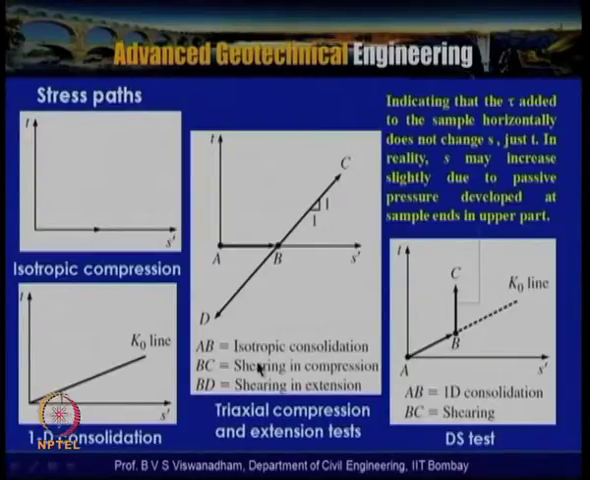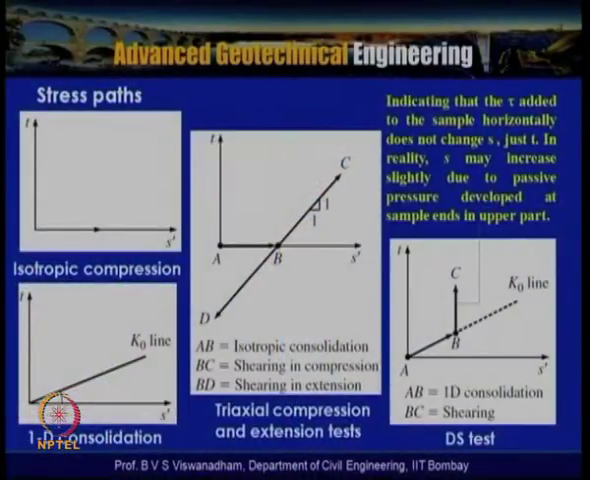But let us say for a direct shear test, when you draw it, initially this AB is very similar to the k naught line. So it traverses from A to B. Because in the direct shear test, initially some vertical stress is applied, and before commencement of shear, elastic equilibrium or k naught condition is established.